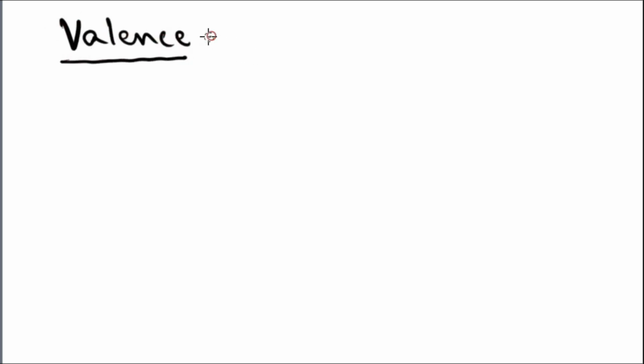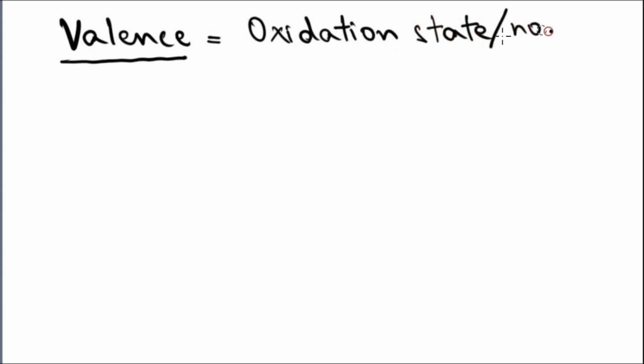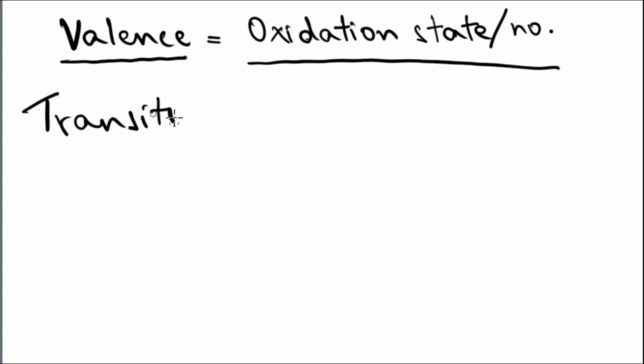Now, an atom's or element's valence, you can also say that, to make it easier, is the oxidation state or the oxidation number of this element. And some of them are fixed, while some of them change. Right? So the ones that change, they are transition metals or elements, and the ones that do not change are just metals or like elements.